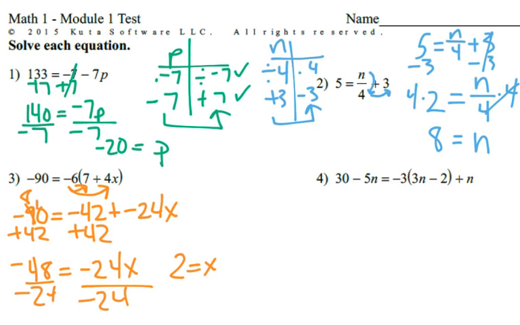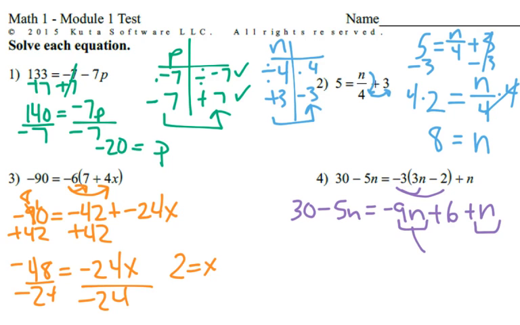Okay, number 4. So we've got distribute first to simplify. -3 times 3. So we've got 30 minus 5n equals -9n. And then -3 times -2 plus 6 plus n. So I'm going to combine these n's first. They're like terms. They're on the same side. That's like a 1. So -9 plus 1 would be -8n plus 6 equals 30 minus 5n.